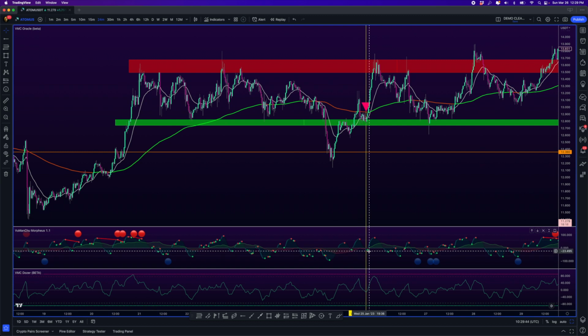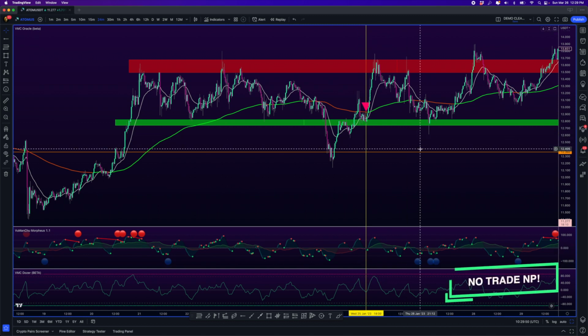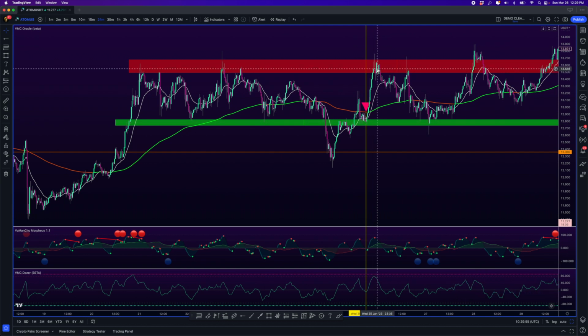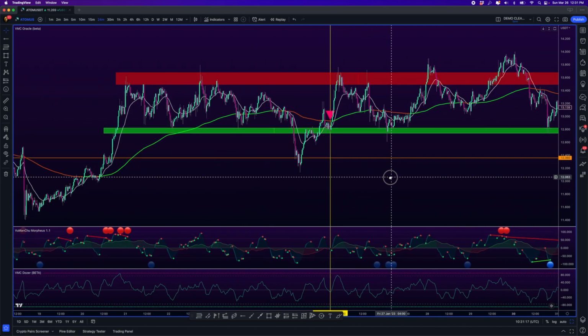I don't really have a trigger wave anywhere, okay? And I'm at support. Way more X's than check boxes. That's what confluence is. So the confluence in this area was not in my favor to take this short. Therefore, I would not have taken that short.